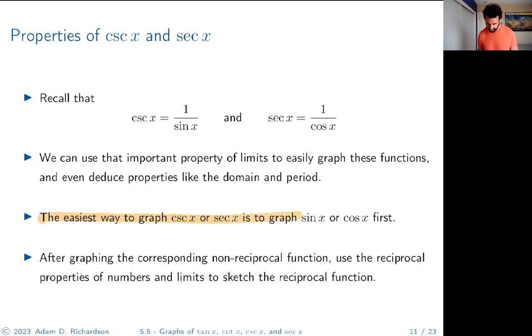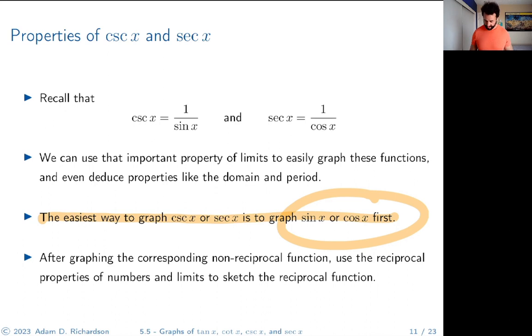The easiest way is to graph sine or cosine first. So once again, you just have to be comfortable with sine and cosine. If you can graph those, you can graph their reciprocals. I guarantee it. So what do you do after you graph the corresponding non-reciprocal function, like sine or cosine? Use that reciprocal property of limits and the reciprocal properties of numbers to sketch the reciprocal function itself.